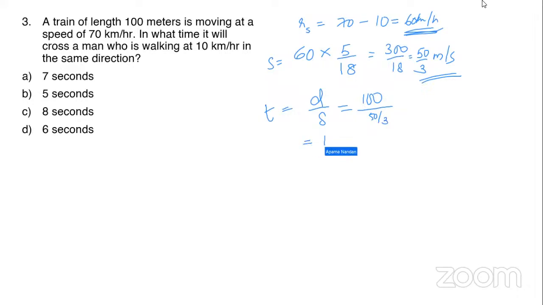So you know how to do the divisions of fractions. So 100 into 3 by 50, you can cancel this. So this will be 2, so 2 into 3 will be 6. So the answer will be 6 seconds. Is it clear for everyone? Very good. Many of you got the answer right. Right, shall I move on to the next question?